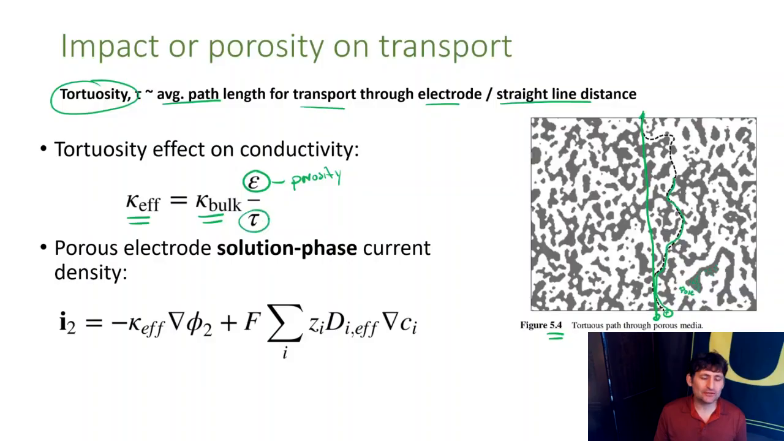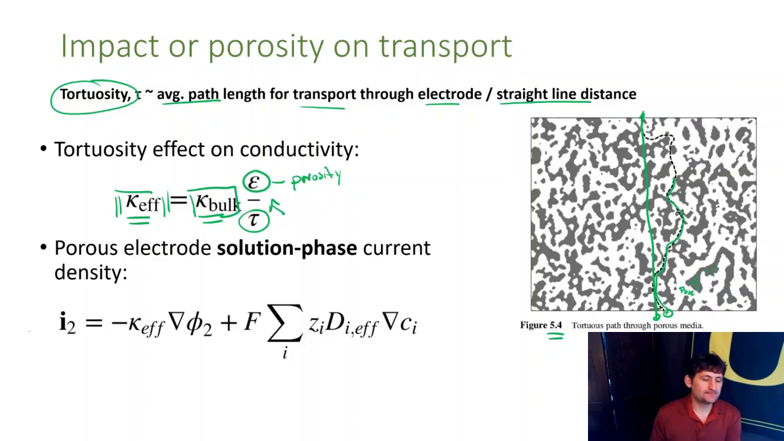But I also have to divide by the tortuosity. In this case, the tortuosity is probably 1.5 or something like that. And that's also going to decrease my effective conductivity. So this is how the bulk parameters are related to the microscopic model in terms of porosity and tortuosity to give an effective parameter that we can use to model transport in porous electrodes.